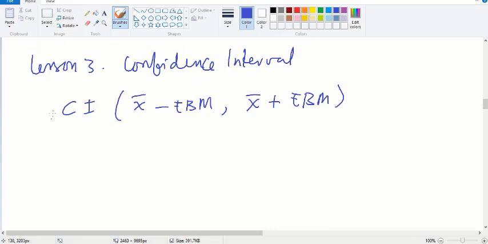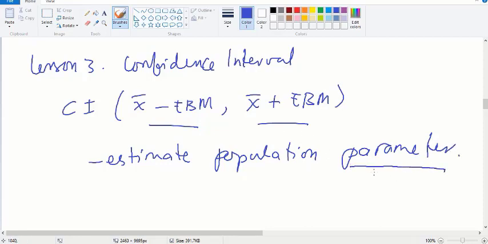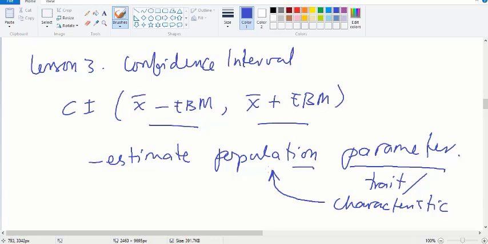Anyway, so confidence level is when an interval estimate has an attached confidence coefficient. It has a lower and upper limit and is used to estimate a population parameter. Okay, again, what is this, teacher? I don't understand. Okay, a parameter is just a specific trait or characteristic of a population.